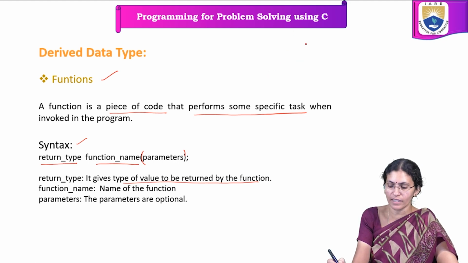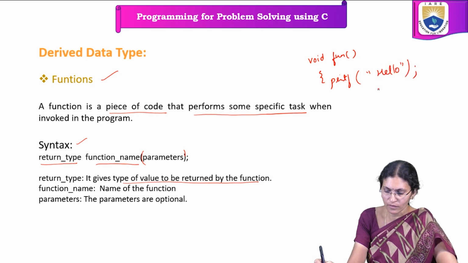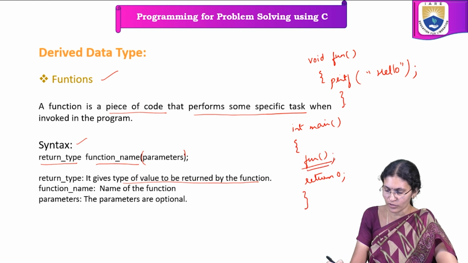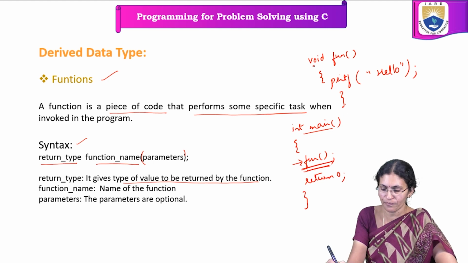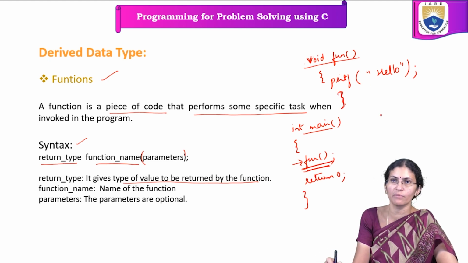Let us write an example of a function. For example, void, and if you write printf, so this is the function definition. In order to use this function definition, we have to call this function. So inside the main function we call it, and then return 0. Here we are calling the function, and whenever the program comes to this step, the control is automatically transferred to where the function definition is, and whatever statements are there inside the function definition will be executed.